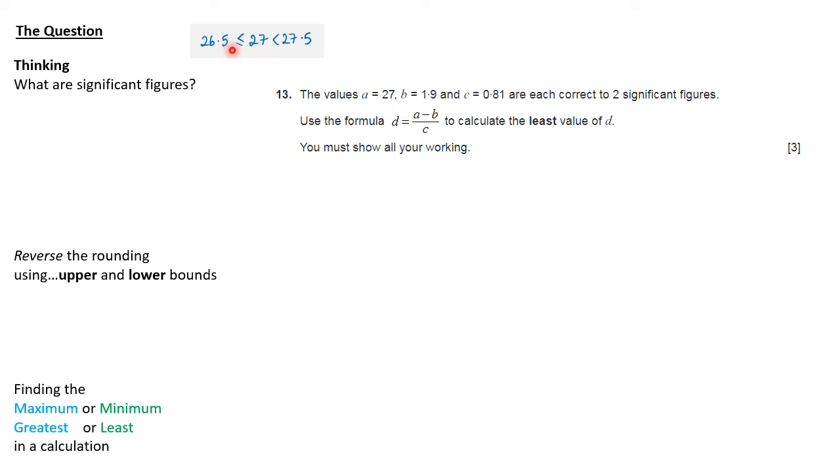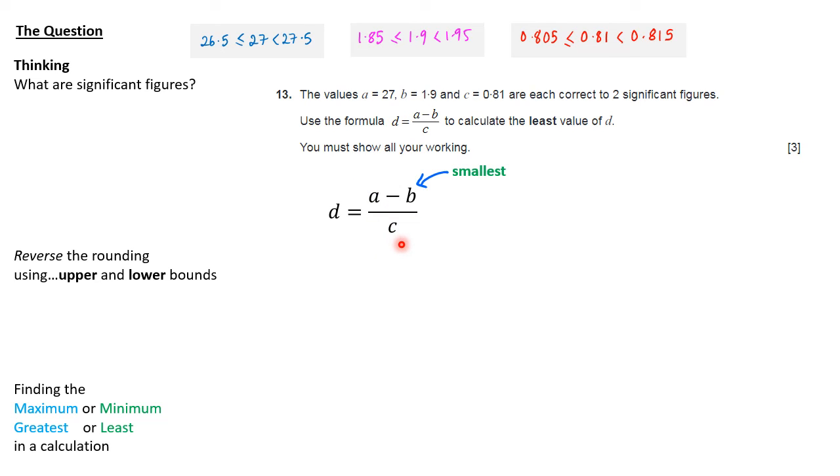So 27 is somewhere between 26.5 and 27.5. 1.9 somewhere between 1.85 and 1.95. And 0.81 somewhere between 0.805 and 0.815. Now I've got those, I can start thinking about the formula. And it's worth thinking about the last thing we just looked at on the previous slide, that to get the least value from the division, I need the smallest on the top and the biggest on the bottom. So I want the smallest numerator and the biggest denominator.